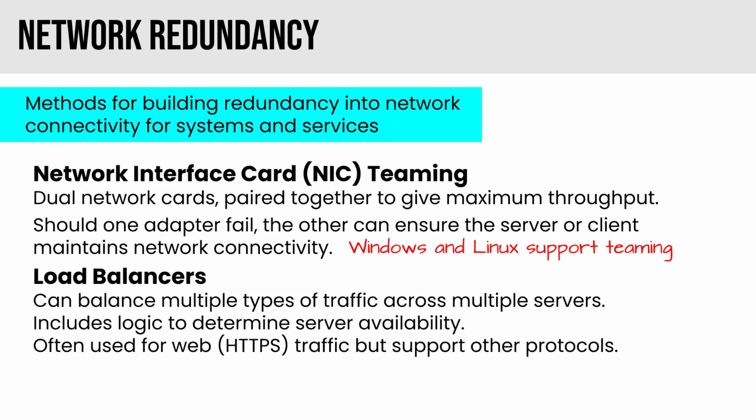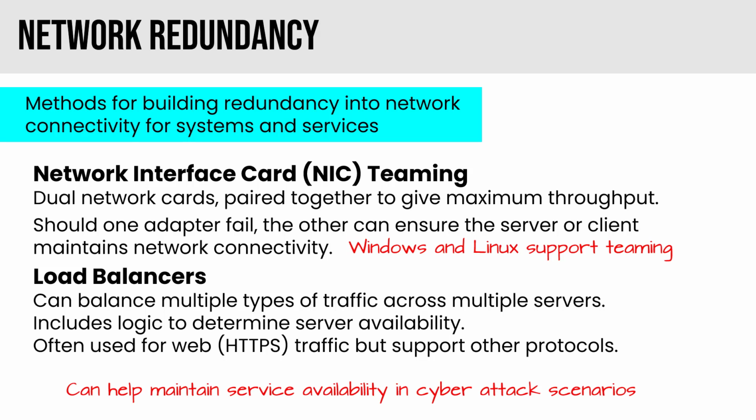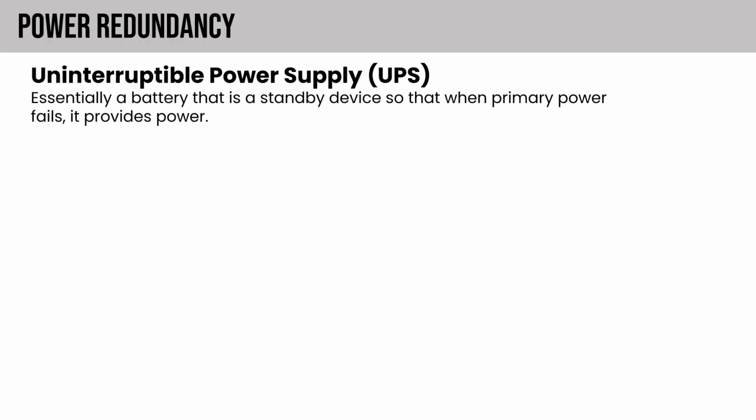A couple of side notes. So Windows and Linux both support NIC teaming, by the by. But these can help maintain service availability in cyber attack scenarios. So if you have a system that is compromised in some way, if it's a disruptive attack or other breach, these are just a couple of many technologies, resiliencies we can build in that may help us through that attack and maintaining service availability. So let's talk power redundancy for a moment.